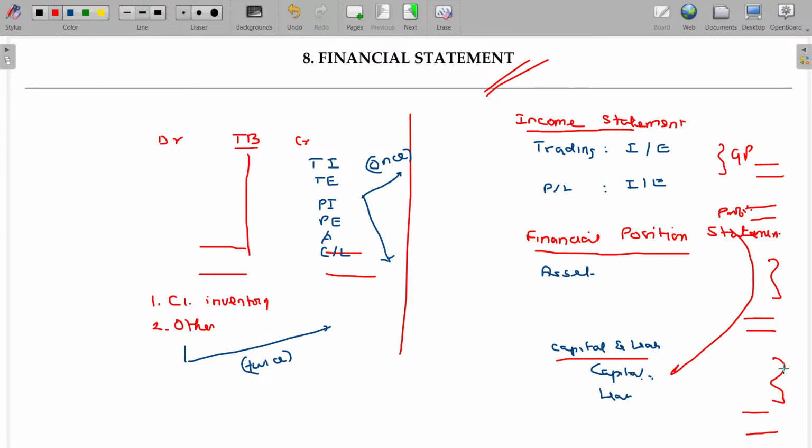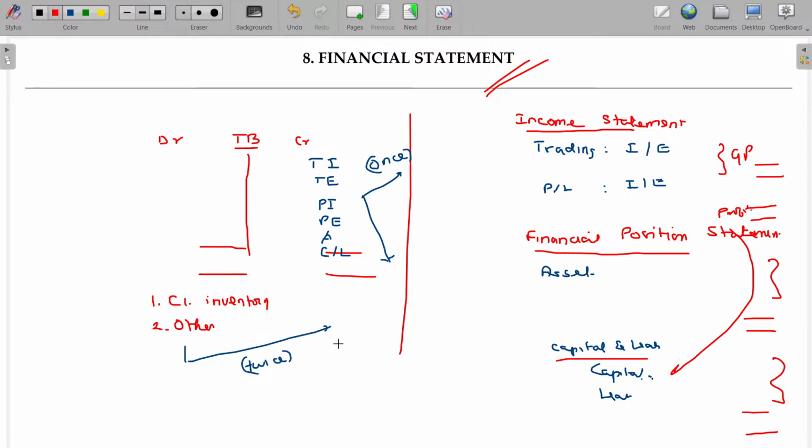So from the trial balance, you are going to prepare the income statement as well as the financial position statement. The first step is to identify whether the items are transferable to trading income, trading expenses, profit and loss income, or profit and loss expenses, or whether they will go to the asset side of the financial position statement or the capital and liability side. All the things available in the trial balance should be posted only once, and if an item is given in adjustment, it can be posted twice.